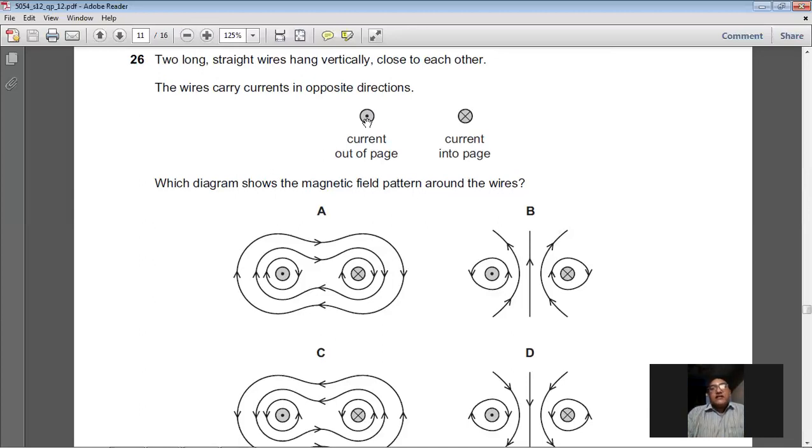And I will apply the right hand on the wire which is represented with the cross, which means that the current is going into the page. So it will be like this. The current is into the page. Now the curves of my fingers show the direction of the magnetic field, and when I see them, they are clockwise. You can use your right hand to do this. So B looks the right option. Question number 26, B is the right option.